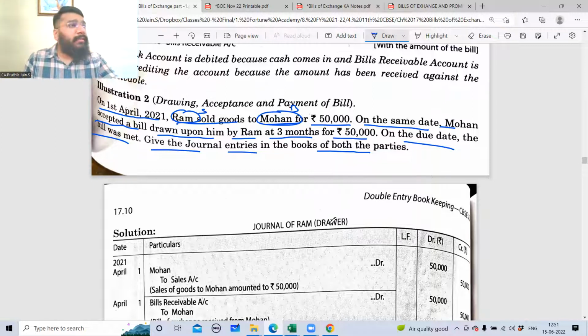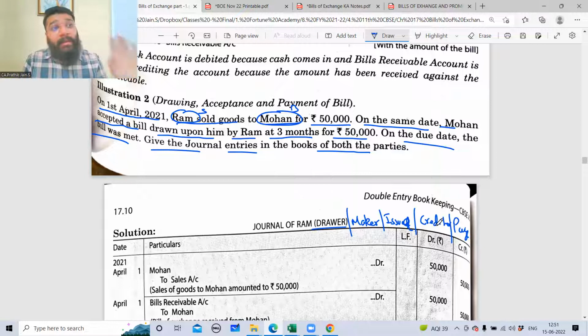Seller is also called the drawer. He is also called the maker. He is also called the issuer. He is also called the creditor. He is also called the payee. Payee means don't literally take the Tamil pay. That is different.